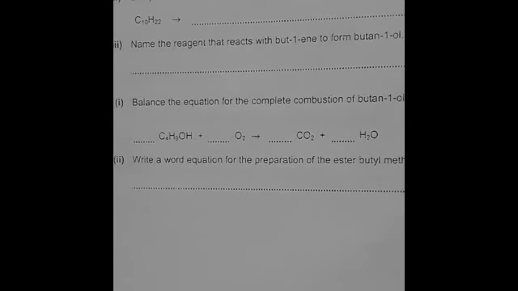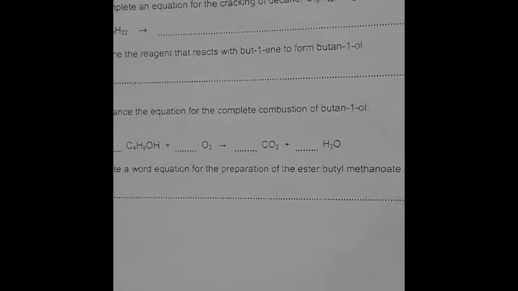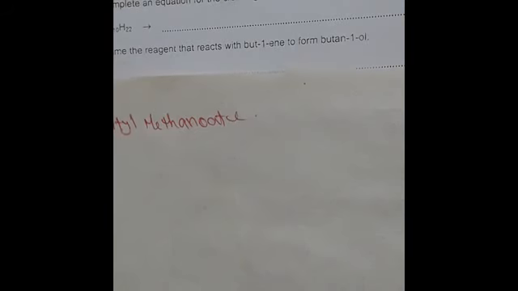Here next question. Write the word equation for the preparation of butyl methanoate. Butyl methanoate mean it is ester. Formation of ester. We have to write the word equation for the preparation of butyl methanoate. Okay. So look here how to write the word equation for butyl methanoate. You understand here, butyl methanoate.